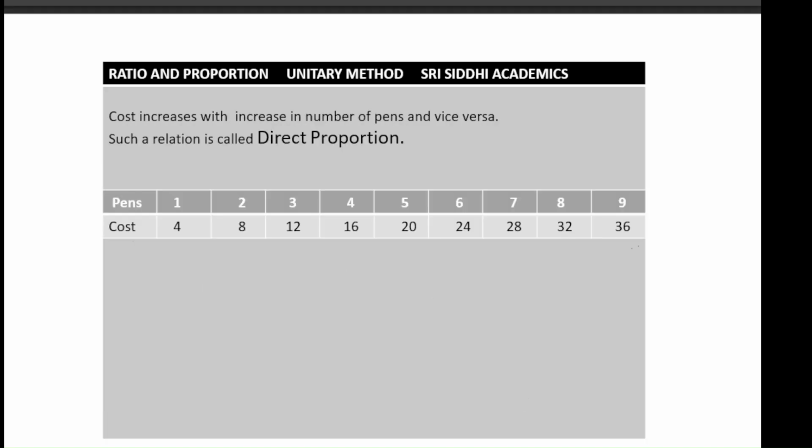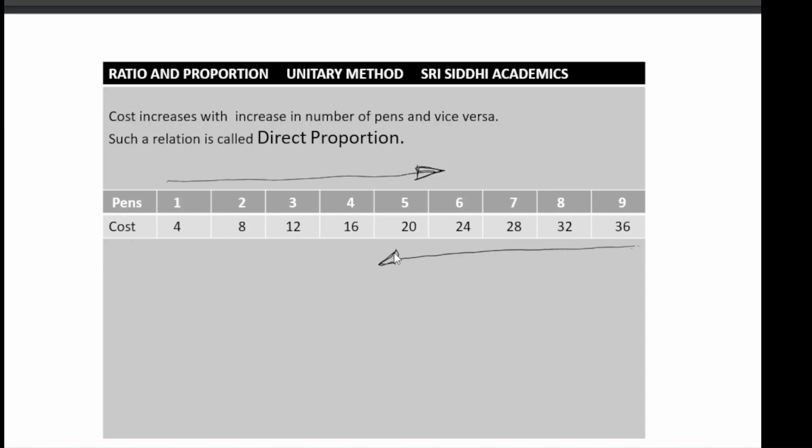Now let's get further into this example. Here, if the cost increases, then definitely the number of pens are also increasing and vice versa. What does vice versa mean? If the cost is decreasing, the number of pens are also decreasing. See here, when pen is 1, cost is 4, pens are 2, cost is 8, pens are 3, cost is 12. So with the increase in pens, the cost is increasing. Now if you look the other way around, from here, when pens are 9, cost is 36, but slowly when we decrease pens, the cost is also decreasing, right?